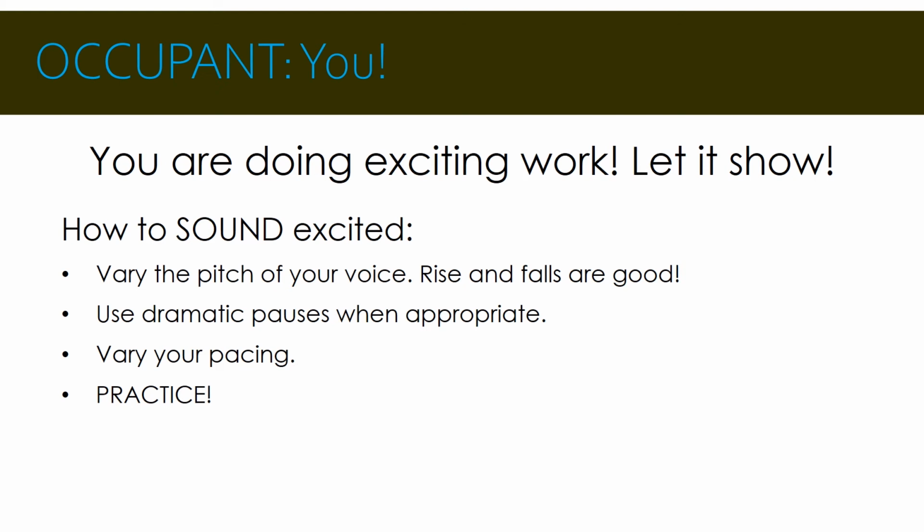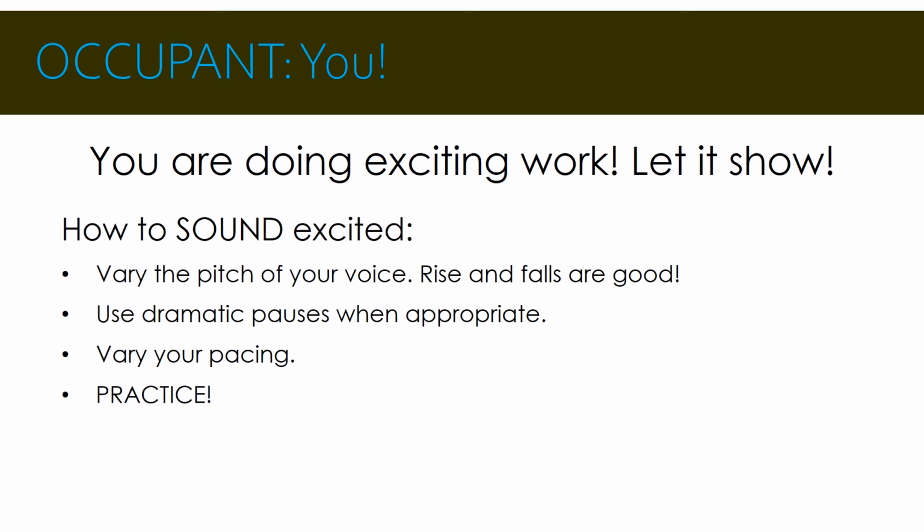So if you have difficulty sounding excited naturally, here are a couple of tips on how you can make yourself sound excited. You can vary the pitch of your voice, so rises and falls are good. You can use dramatic pauses when appropriate. I mean, you don't want to let your audience hang for too long, but when you have something that's really important to say, pause to make sure everybody's looking at you. Because if you're talking and all of a sudden you stop, people are going to wonder, what happened? What changed? Then they'll definitely be paying attention to you. And when you say your next line, it'll make a bigger impact.